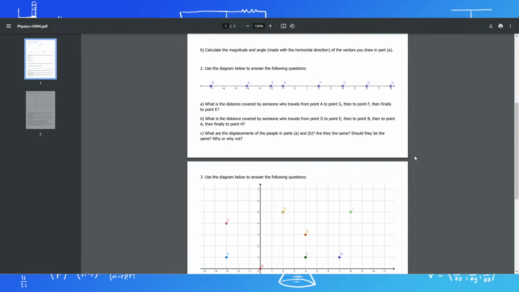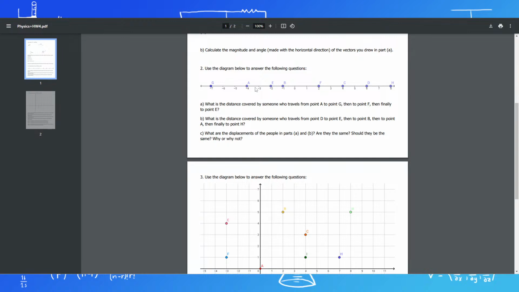So distance is the key word there. What is the distance covered by someone who travels in this way? And then part B says, what's the distance covered, again, by someone who travels from D to E to B to A, and then finally to H. And then part C is asking, what are the displacements of the two people in parts A and B? Are they the same, and should they be the same? Why or why not? So if you did this, then you should have noticed the twist.